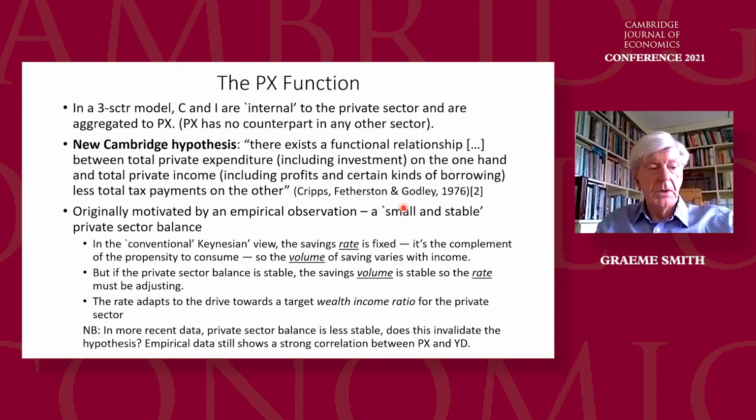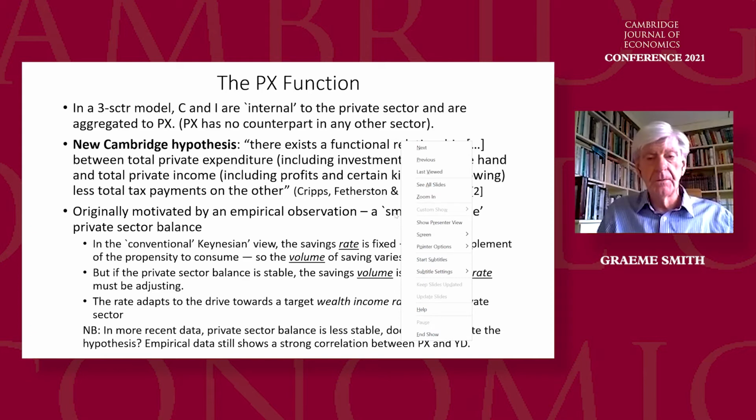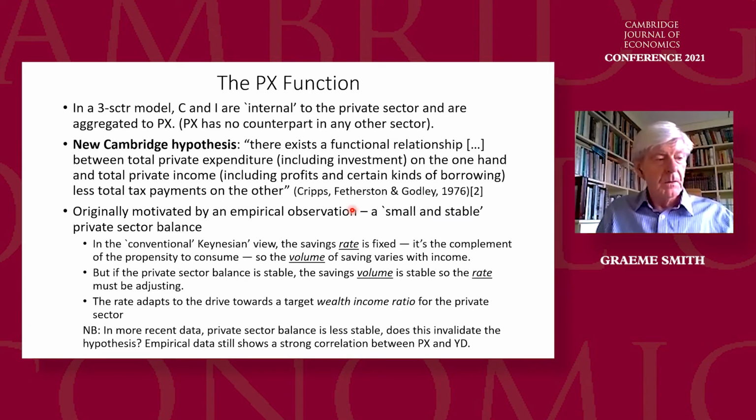Now, as mentioned earlier in the context of the 3-sector model, the variable determining the outcome for the whole system is PX, although it is through changes in private expenditure that the system adapts to changes in the external stimuli, which determines the balance condition of each of the sectors. Now, the new Cambridge hypothesis proposed a functional relationship between PX and disposable income. And this was originally motivated by an empirical observation of a small and stable private sector balance in the preceding period.